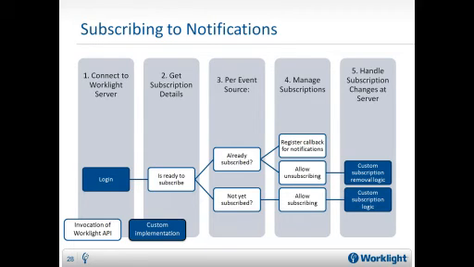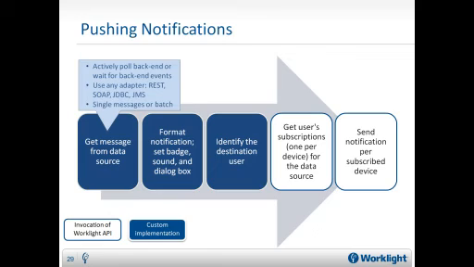runtime API. The API sends the request for creating or removing subscriptions to the Worklight server, which in turn automatically updates the subscription database and allows developers to write custom code for notifying the backend, if necessary, upon changes in subscriptions.